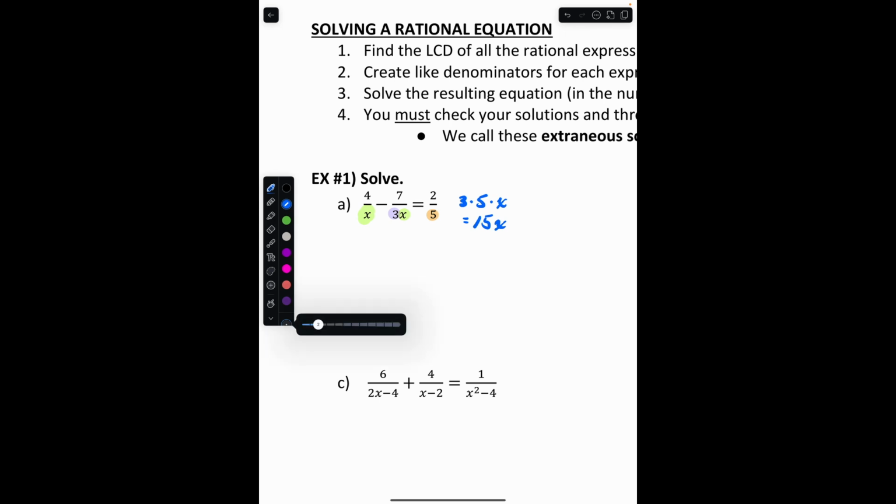And if I multiply everything times 15x, all the fractions should disappear. Let's try it. 15x times 4 over x minus 15x times 7 over 3x equals 15x times 2/5. All right, let's start canceling things. In the very first term of the equation, I see the x's cancel, and I'm left with 15 times 4, which is 60.